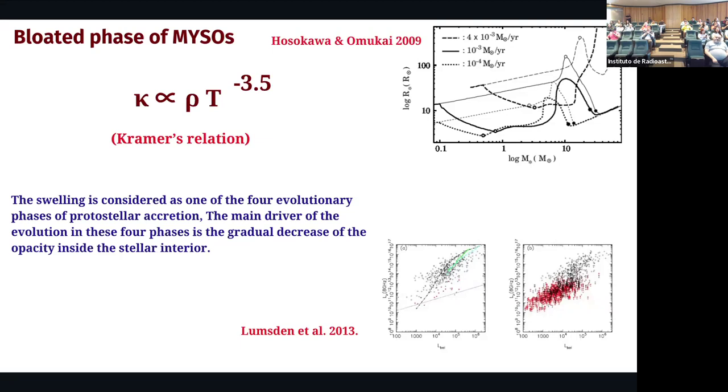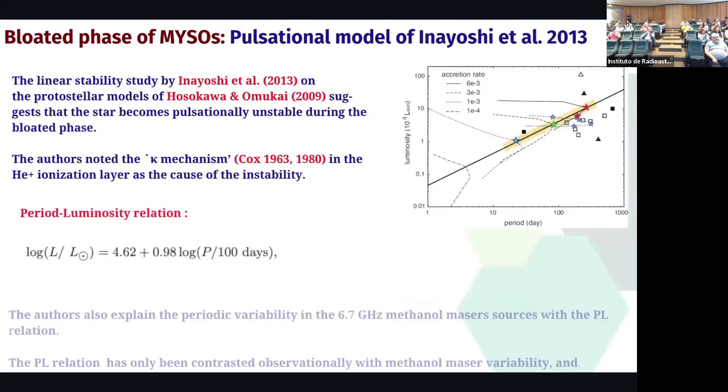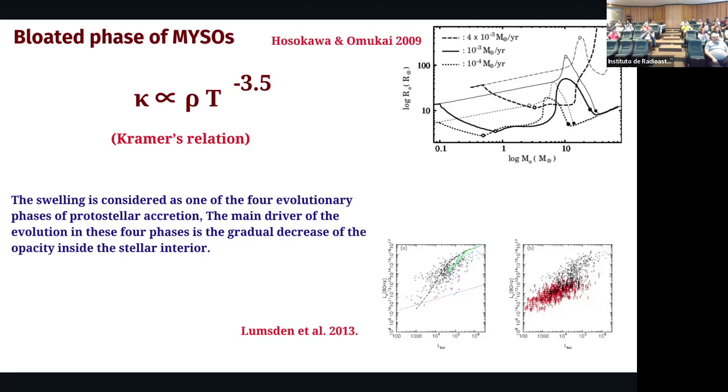This kind of variation in the radius of the star as the accretion proceeds can be shown by this figure, taken from Hosokawa and Omukai 2009. This figure shows the variation in the radius with the mass for different accretion rates, starting from 10 to the power minus 4 solar masses per year to 4 times 10 to the power minus 3 solar masses per year. You can see that at every accretion rate there is a bloating kind of feature, and after that the contraction. This phenomenon was shown by Hosokawa and Omukai in 2009.